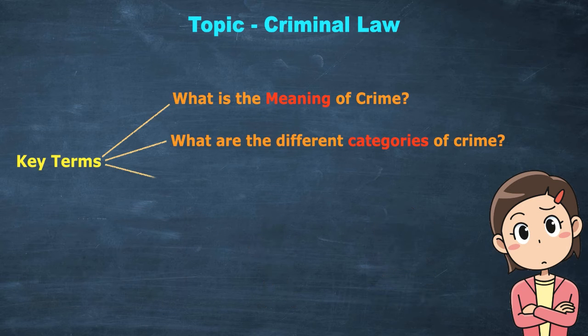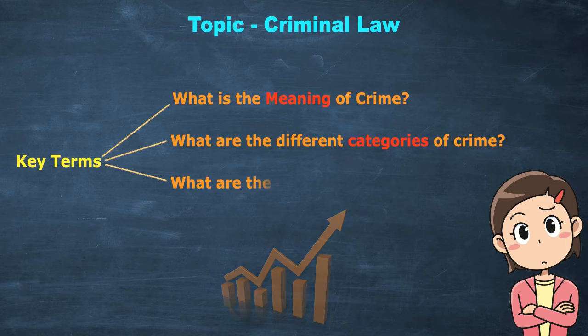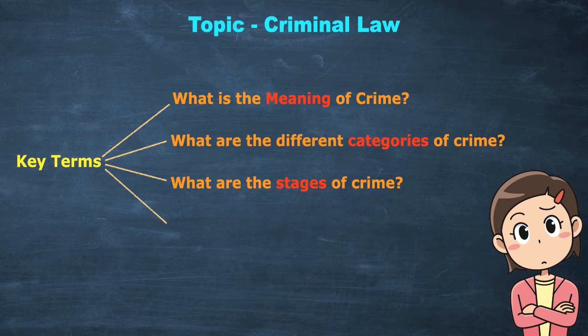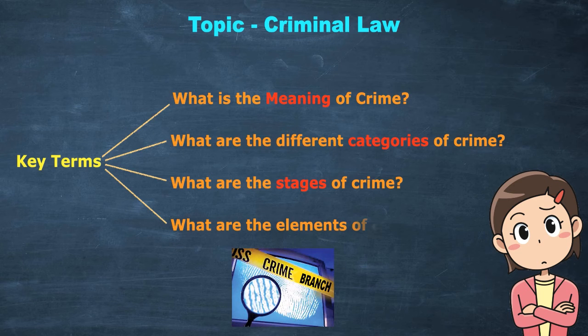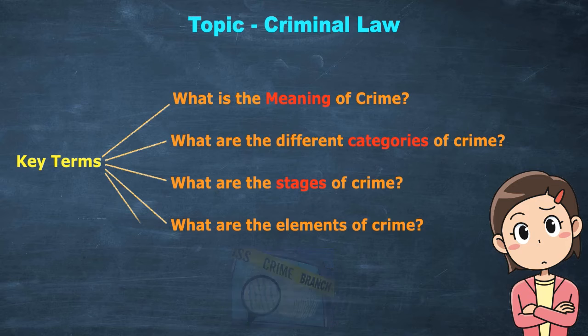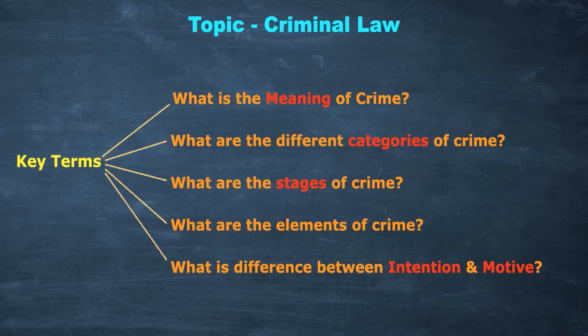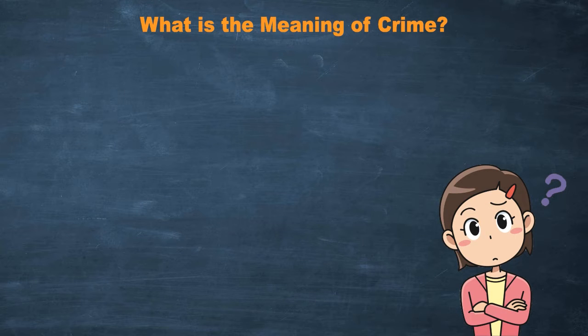Thirdly, I will discuss the stages of crime. Fourthly, I will discuss the elements of crime. And lastly, I will discuss the difference between intention and motive. So, let's begin with the first topic, the meaning of crime.